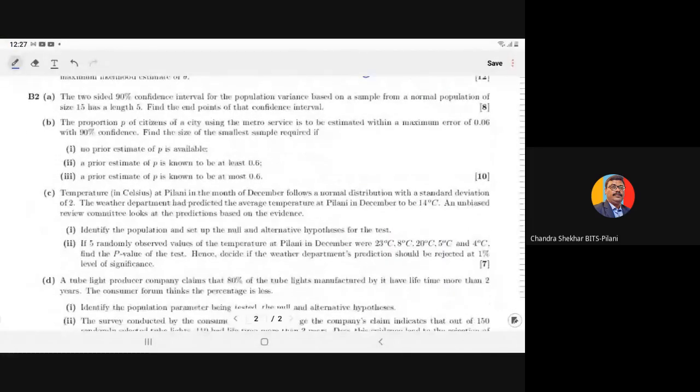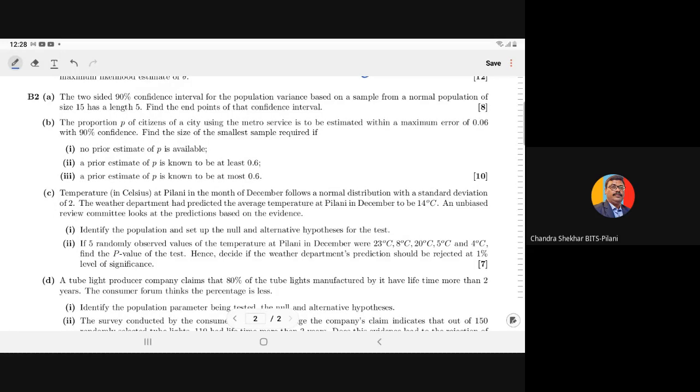Now let us move to the last question, B2, in which we have 4 parts. So part A: a two-sided 90% confidence interval for the population variance, based on a sample from a normal population of size 15, has a length 5. Find the endpoints of that confidence interval.